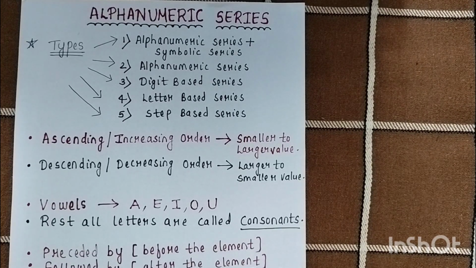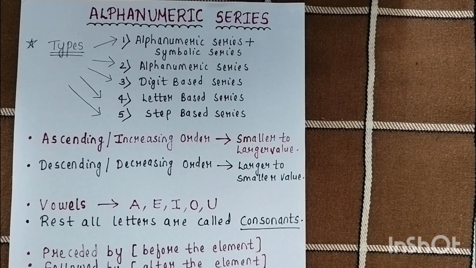You need to know some of the basic words here. One is ascending or increasing order, meaning smaller to larger value, for example 1, 2, 3, 4, and so on. Then descending or decreasing order means larger to smaller value, like 5, 4, 3, 2, and 1. Next, vowels. A, E, I, O, U are the vowels. Rest all the letters are called consonants.